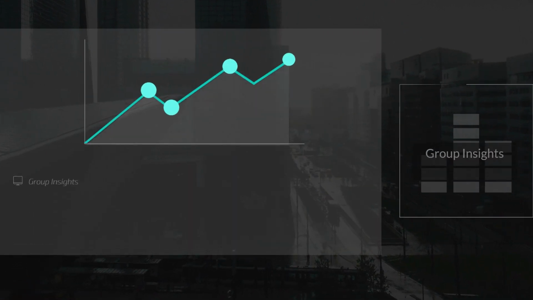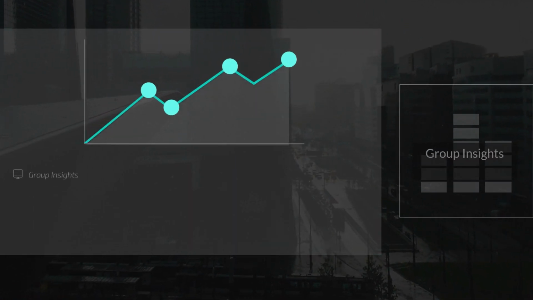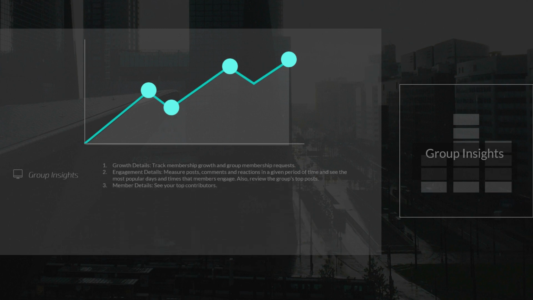Group Insights. Group Insights offer 3 interactive dashboards you can use to monitor engagement. Each report is also downloadable so you can take a deeper look into how members are using the group. Growth Details. Track membership growth and group membership requests. Engagement Details. Measure posts, comments and reactions in a given period of time and see the most popular days and times that members engage. Also, review the group's top posts. Member Details. See your top contributors.